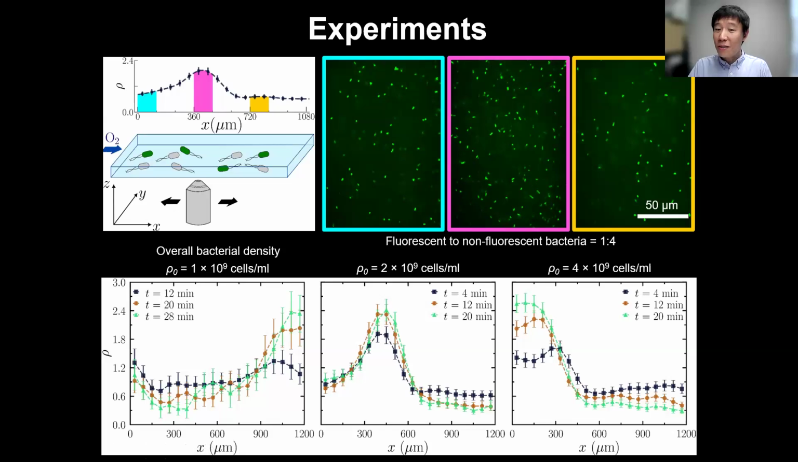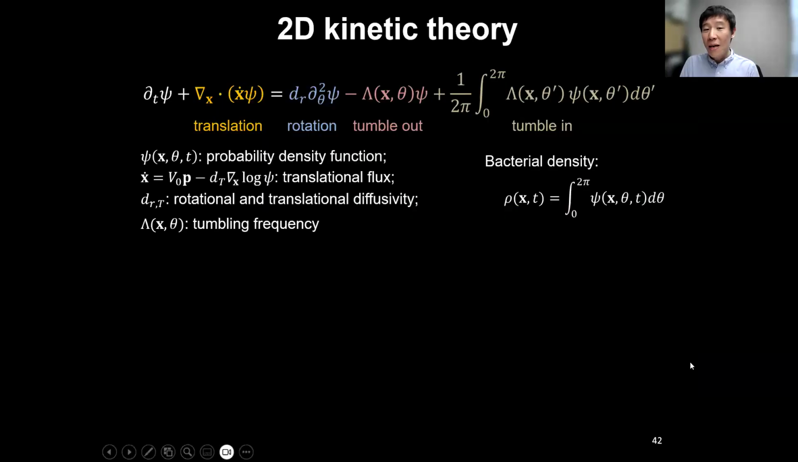Now you can see that the controversial or conflicting results are really because of different total concentrations of bacteria. At low concentration, they migrate away from the oxygen, and at high concentration they migrate toward the oxygen. At intermediate concentration, they stay where they are. So overall bacterial density is the control parameter here. To understand this better, we build a 2-dimensional kinetic theory, which is a very simple equation here.